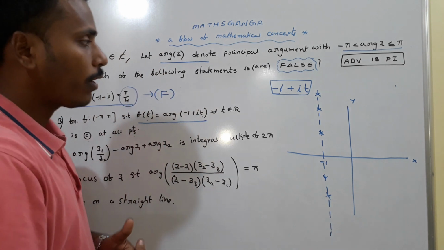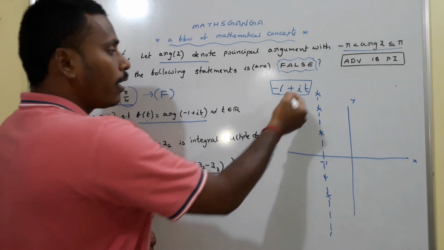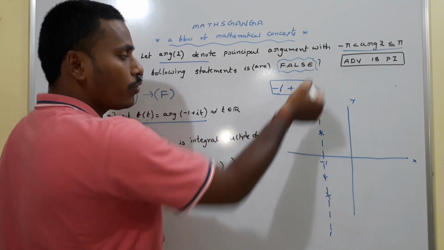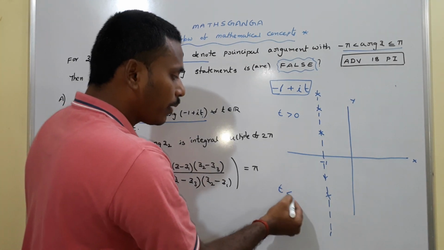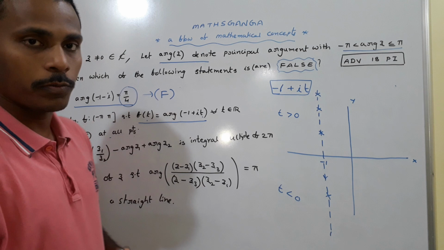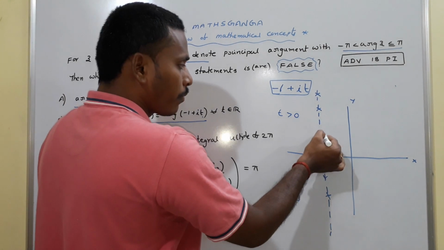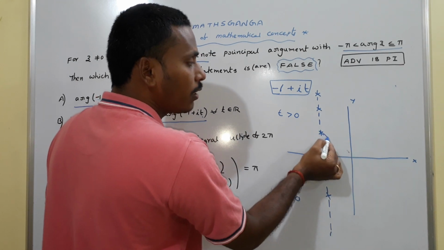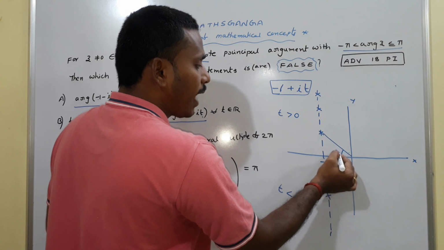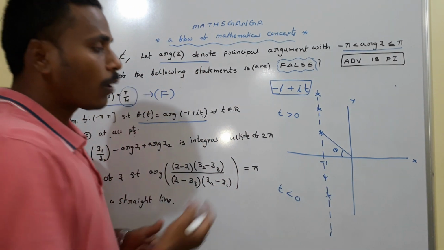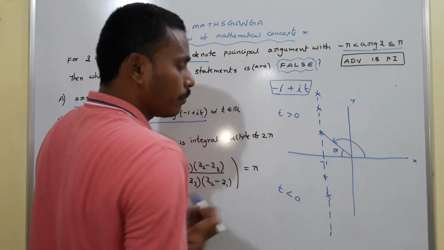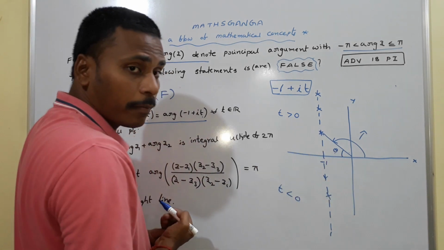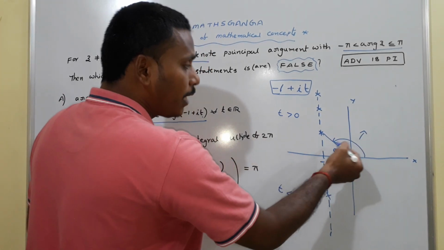We need to calculate arguments for all these points. If t is positive, then its argument depends on the points above the x-axis, and if t is negative, these are the points and the argument corresponds to this one. Suppose you take a point here, then we are going to calculate its argument. If this angle is some theta, then what is its argument? This is the argument actually. So what will be the argument? This is theta, and the argument is 180 minus theta.